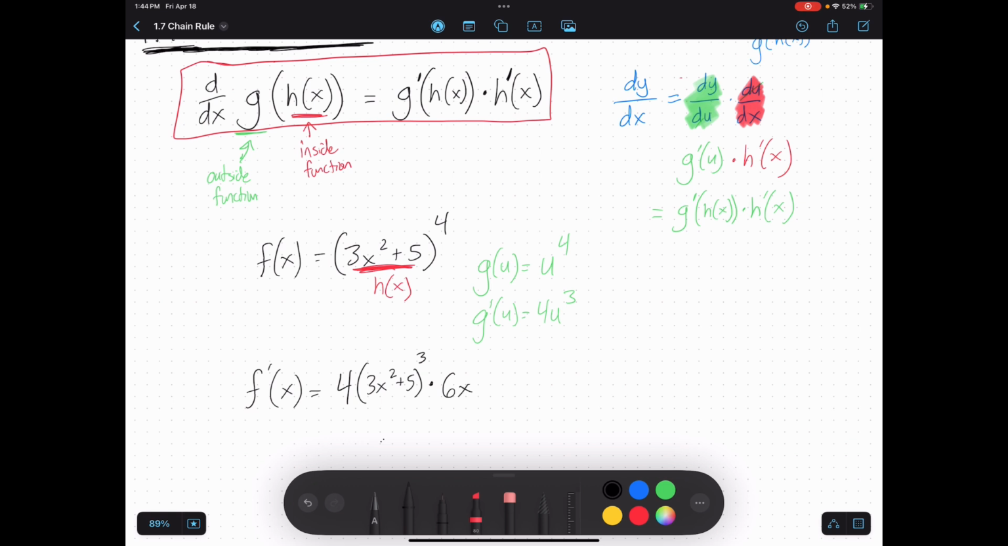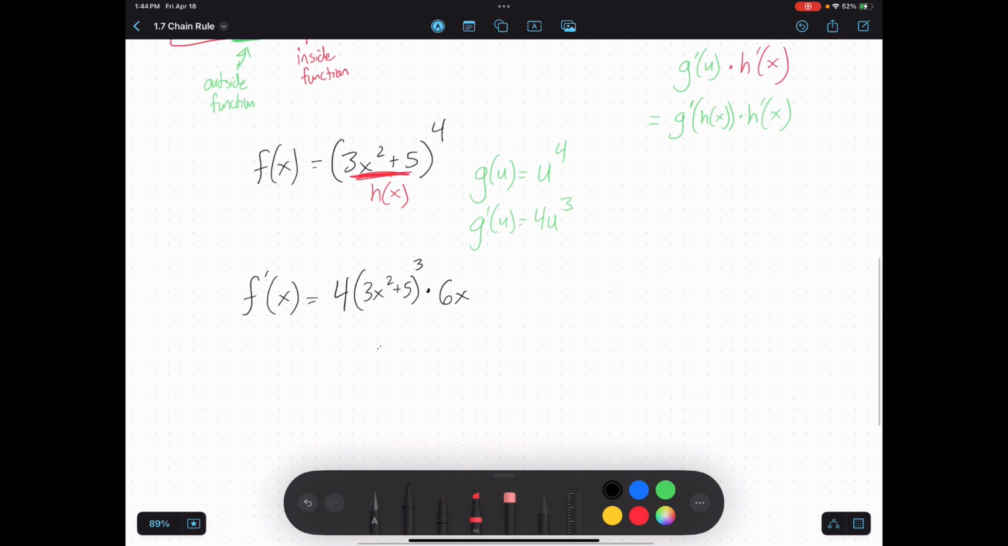Not too bad. Where else might you see a composition of functions? As we start talking about different types of functions, as we get into exponential functions and log functions, we're going to learn about some more cases. But for now, the only other circumstance where you're going to see this is if you see something like this.